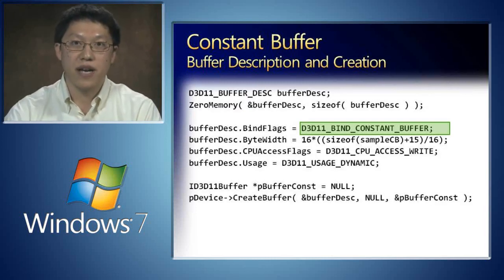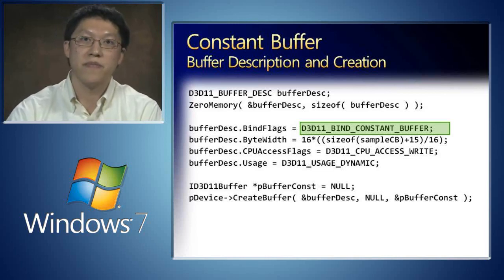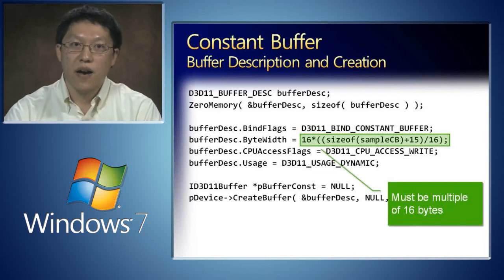Here I create the actual constant buffer. This is similar to creating standard buffers as earlier. Just note the bind flags here. Also, due to the nature of DirectX and the hardware, the buffer size must be a multiple of 16.